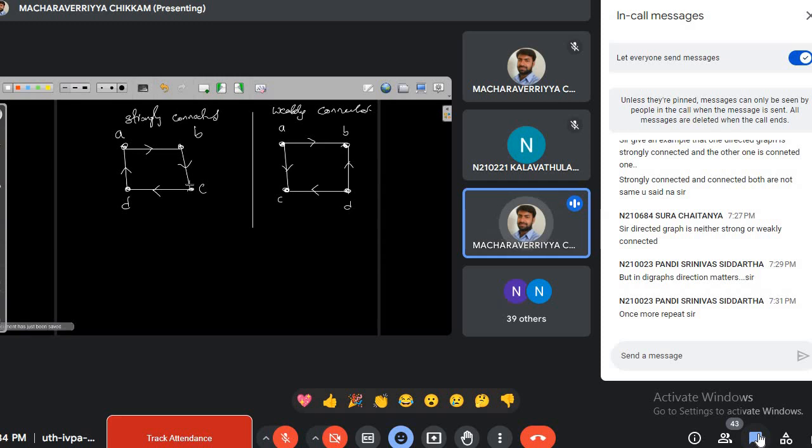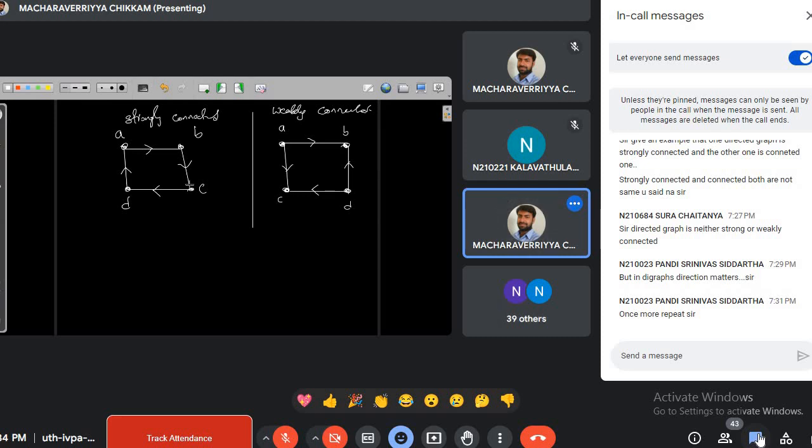Now the other category looks connected if you remove the directions, because you may not find a directed path from A to B, but you will have a set of edges which can connect A to B. It means the underlying undirected graph is connected. That is what weakly connected is. So let me not use the word connected here in digraphs. Only two categories: strongly connected or weakly connected. That's it.